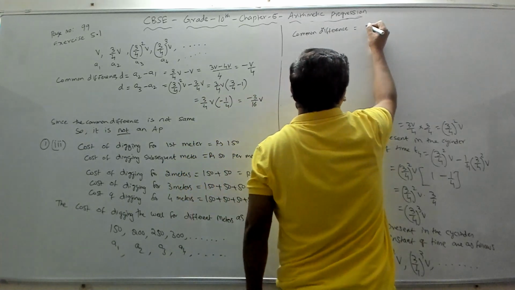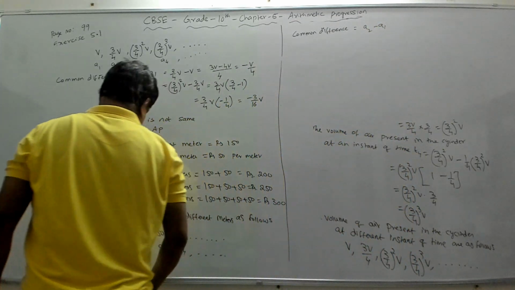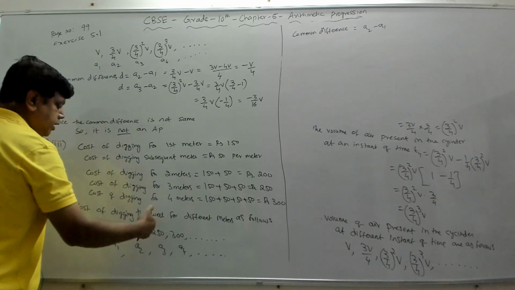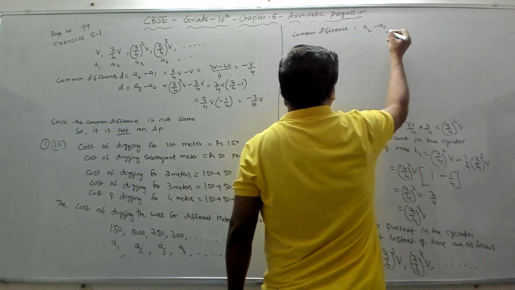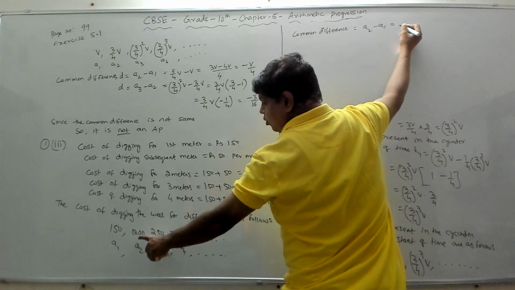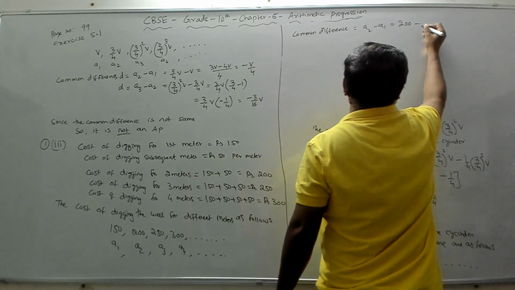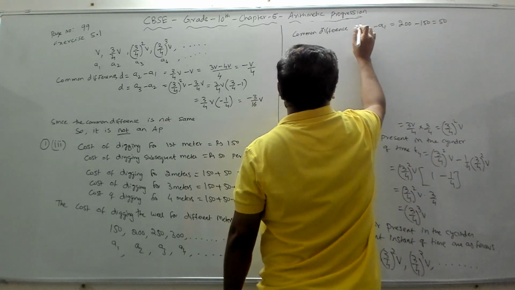So common difference is A2 minus A1. Always, right? The current term minus the previous term. Again, if this is the current term, then this minus the previous one will give you the common difference. So A2 minus A1. A2 is 200 minus A1, which is 150. That gives you 50. So similarly, common difference is D, right?